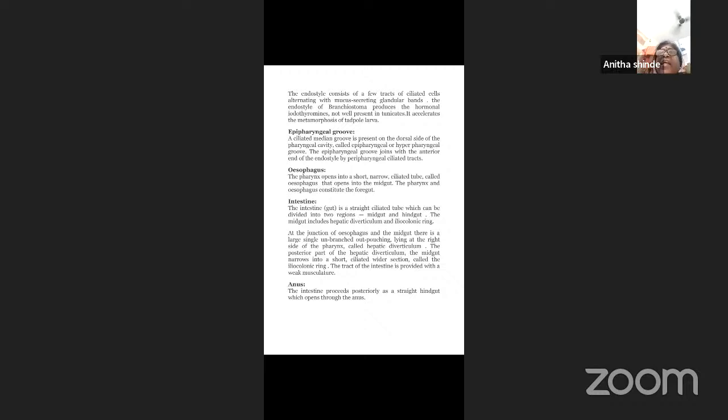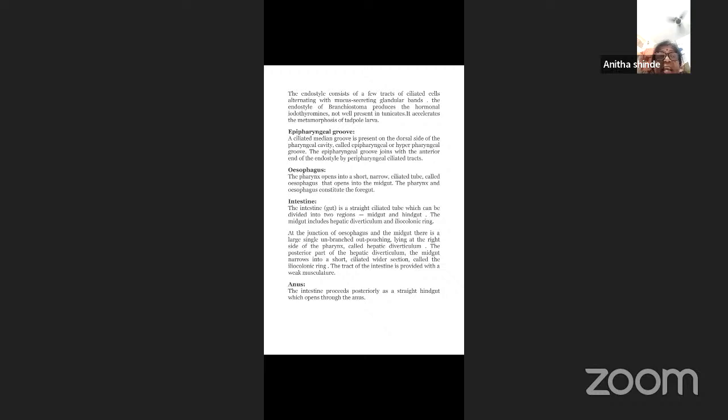So here they say the pharynx as well as the esophagus form the foregut. The foregut will lead into the midgut as well as the hindgut. So the intestine is divided into two regions, the midgut and the hindgut. Now the midgut will include the hepatic diverticulum and the ileocolonic ring. At the junction of the esophagus and the midgut, there is a large, single, unbranched outpouching lying at the right side of the pharynx, called the hepatic diverticulum. And posterior to this hepatic diverticulum, the midgut will narrow into a short, ciliated, wider section, which is called the ileocolonic ring.